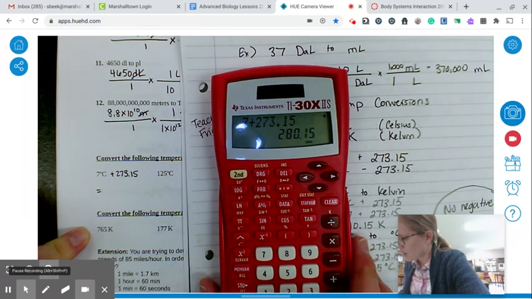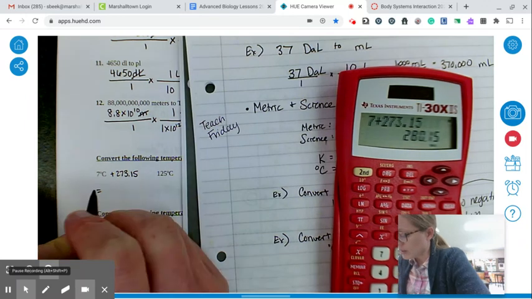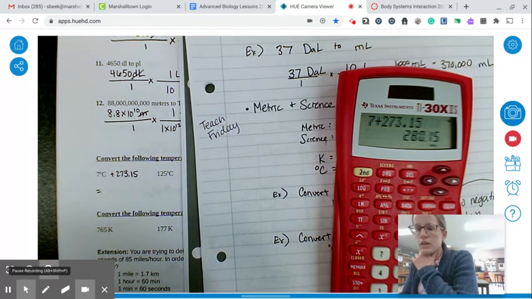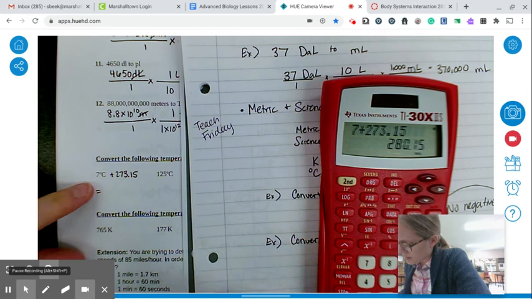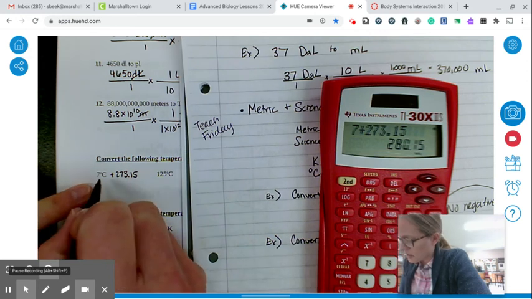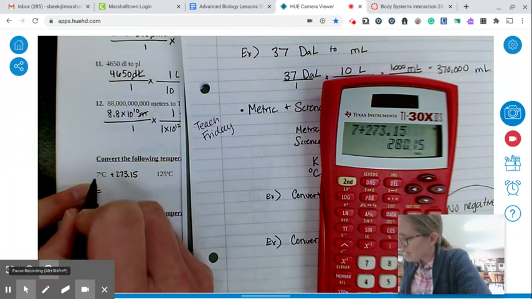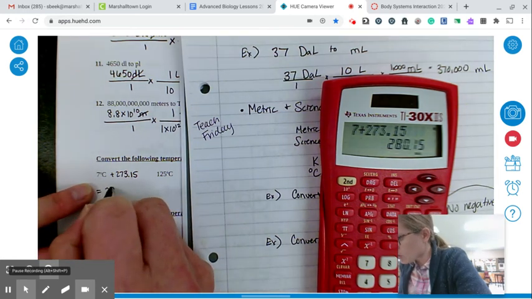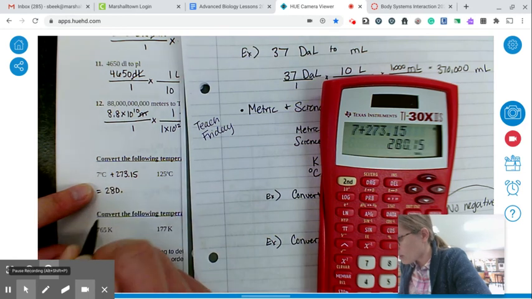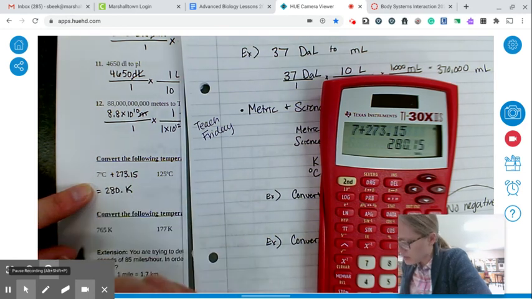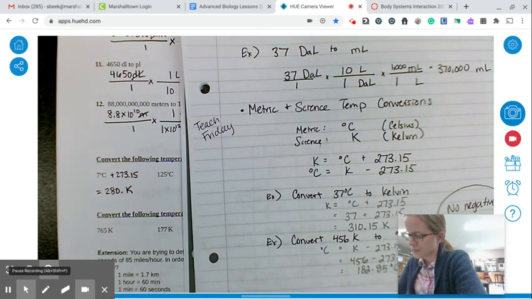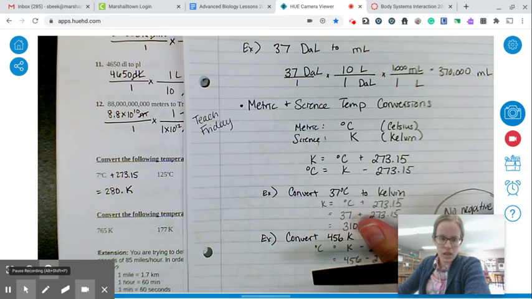Probably don't want to give me scientific notation on this one. But remember, sig figs, you can only be as strong as your weakest number. And when you're adding, you do decimal places. This has 2 decimal places. That doesn't have a decimal place. So I'm going to make it 280 with a decimal and Kelvin. With Kelvin, there's no degree sign. So just K. I'll do one of these other ones.